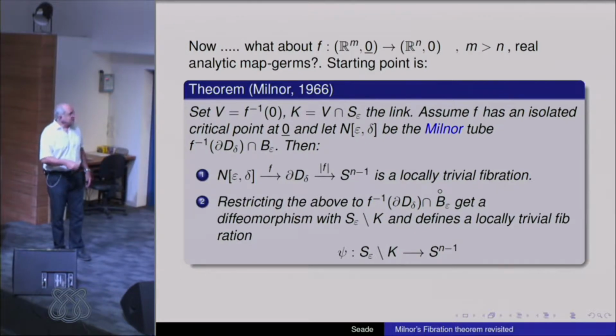So you always get a locally trivial fibration on the sphere minus the link. In this case, over the (n-1)-dimensional sphere, because you're taking values here. But you don't know what the projection is. You don't know if this can be taken to be f over the norm of f. Okay?